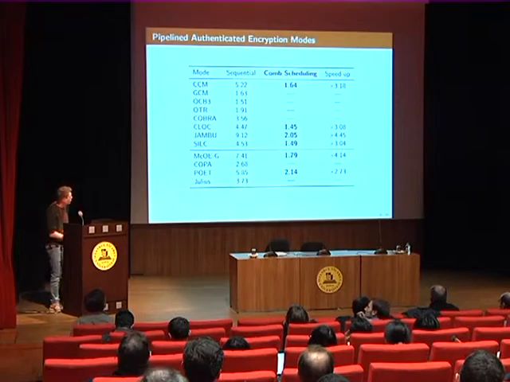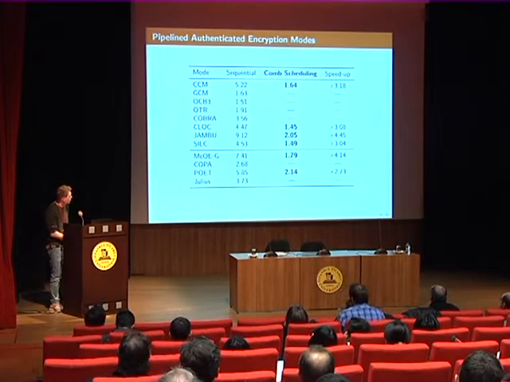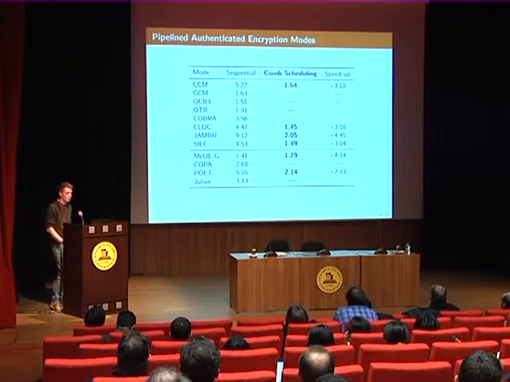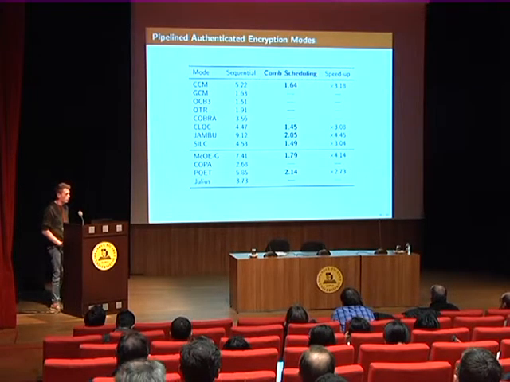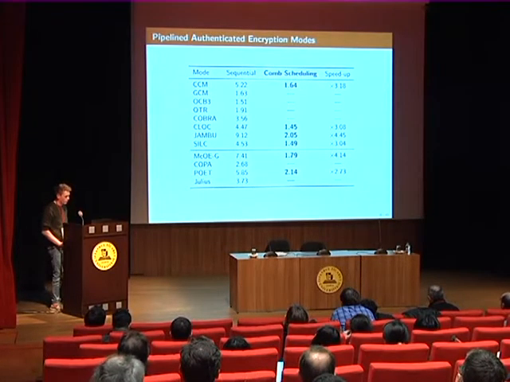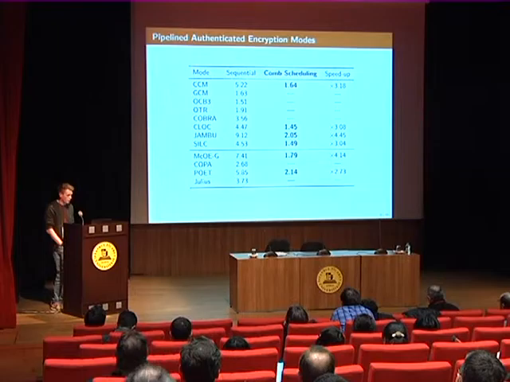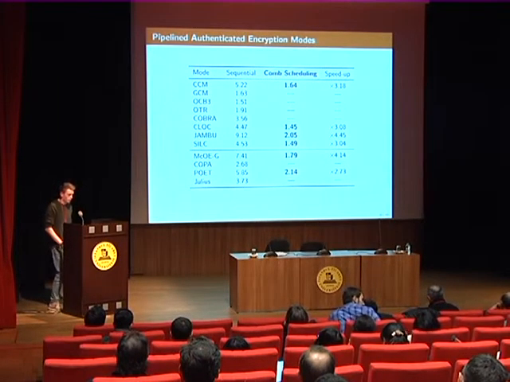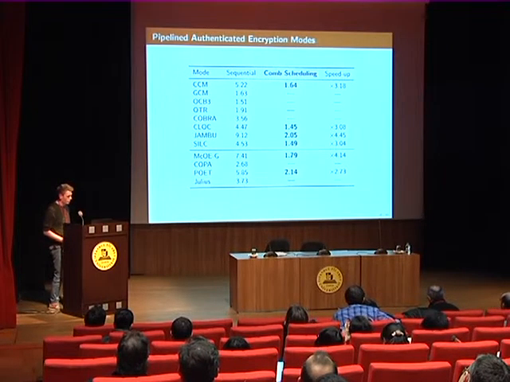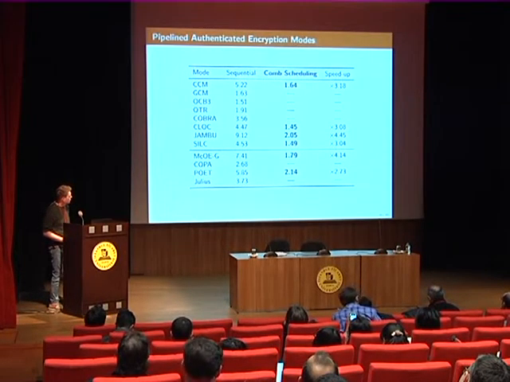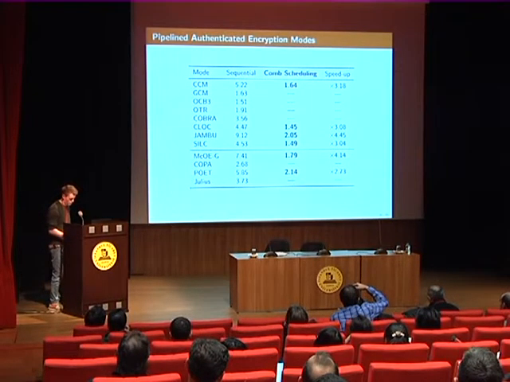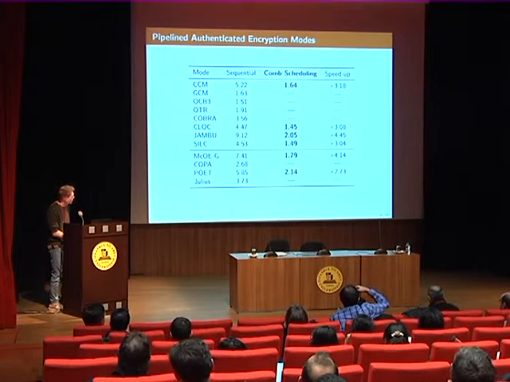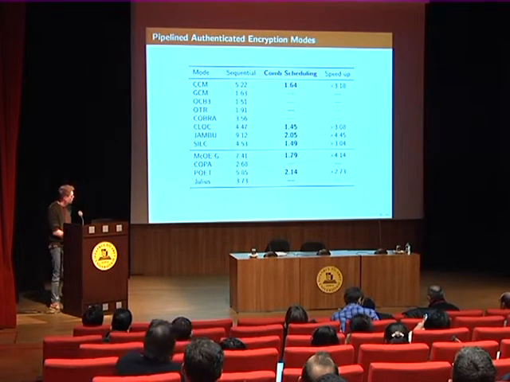I included this table also because I know a lot of people are interested in the CAESAR competition. We took a lot of authenticated encryption modes based on the AES, and we implemented them first sequentially, and also, for the sequential modes, we implemented them using the comb scheduling, using a window of size 7. This gives the sequential performance, the performance using our method, and the relative speed up. If you're interested, you can look in our paper and have a look at some of these numbers in detail.